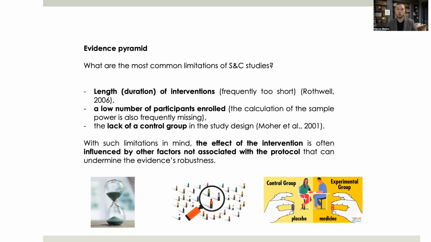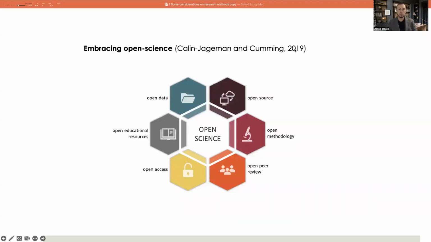A second problem is the low number of participants enrolled. For example, the calculation of the sample power is also frequently missing. This is a massive limitation. The third problem is the lack of a control group in the study design. And when we are talking about randomized controlled trials, a control group is very important. With such limitations in mind, the effect of the intervention is often influenced by other factors not associated with the protocol, which can undermine the evidence robustness.